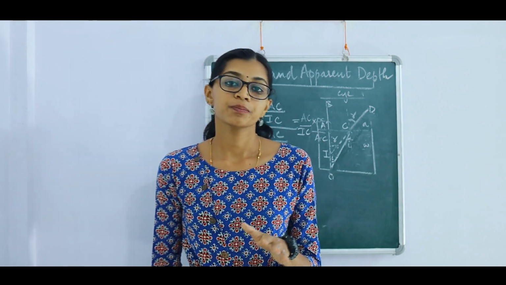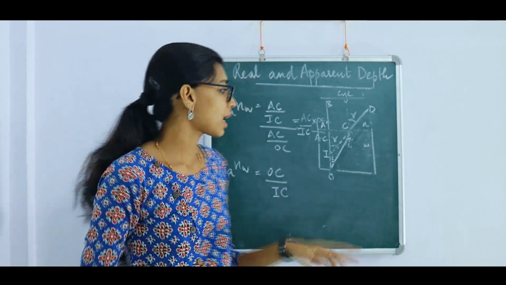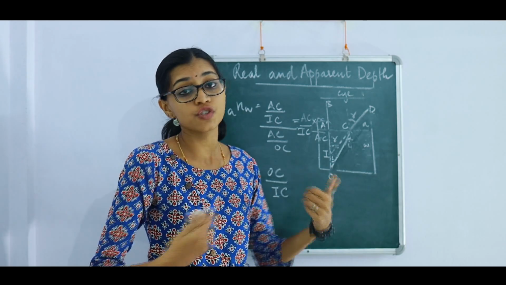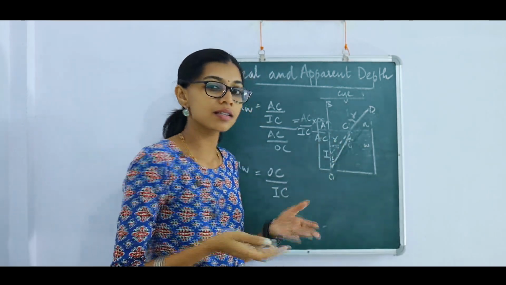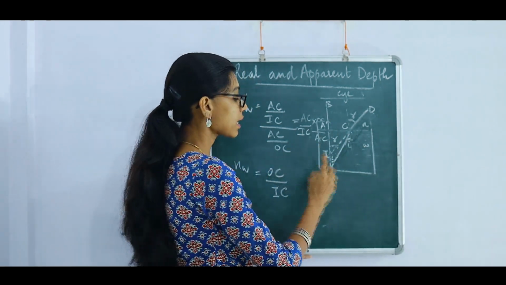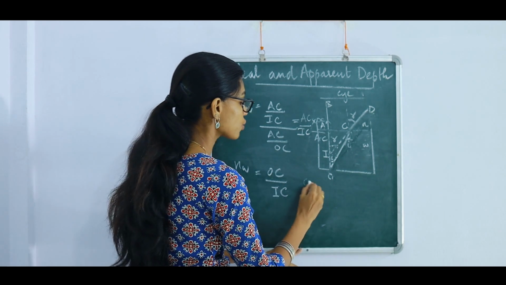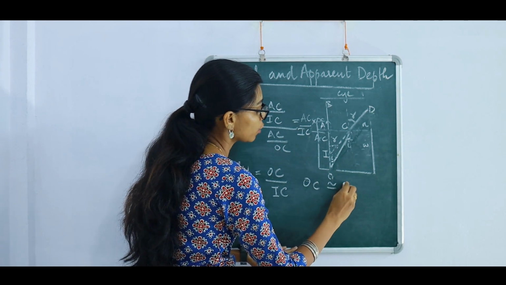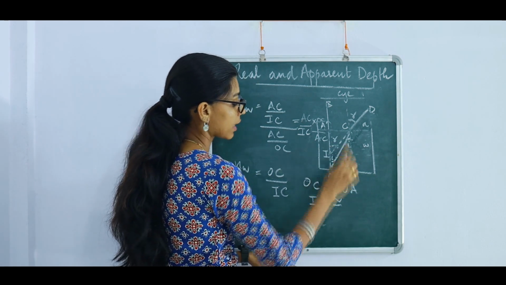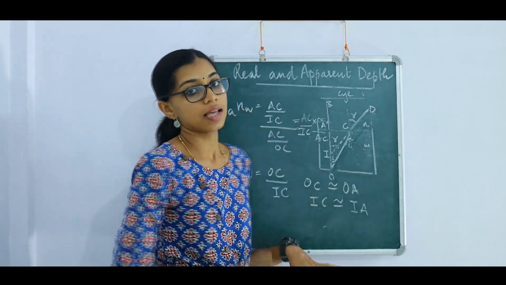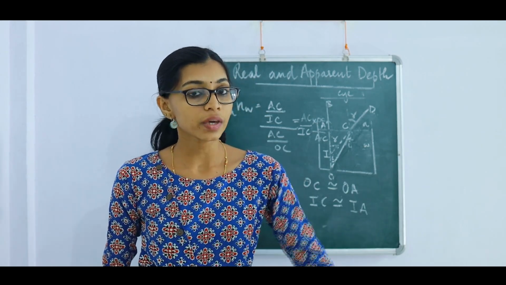Now, in general, when you consider the aperture of our eye, in this figure the two lines appear to be far apart, but actually they are very close. That means this distance AC is too small. In that case, you can say OC is almost equal to OA, and IC is almost equal to IA. And why is this assumption made? Because the aperture of the eye is very small.